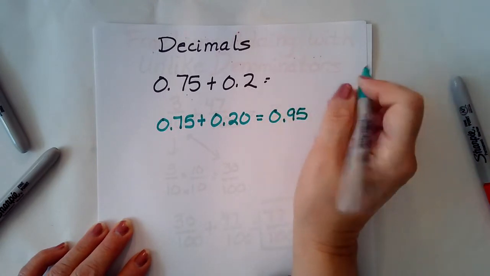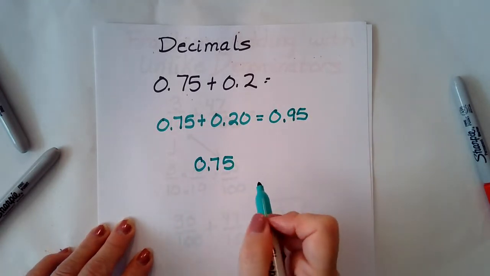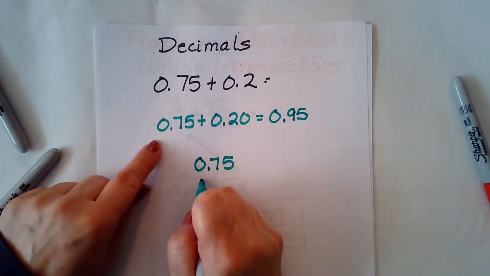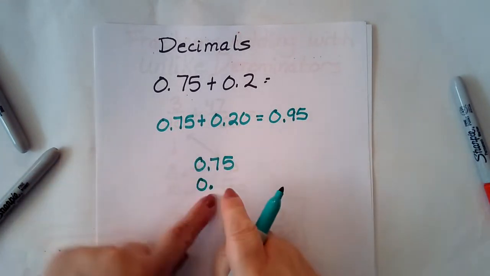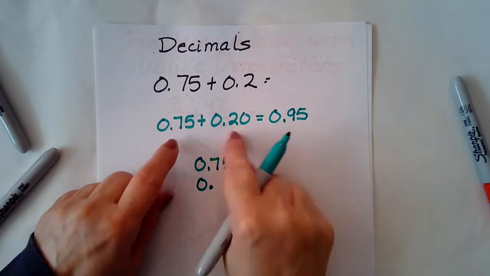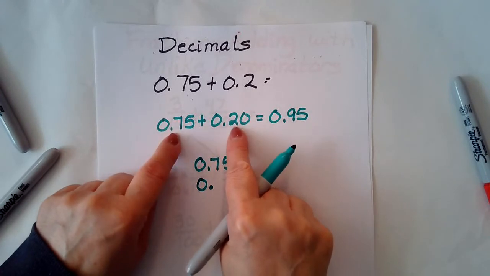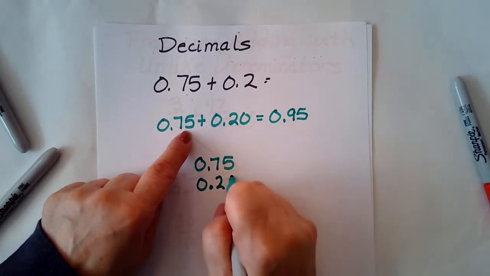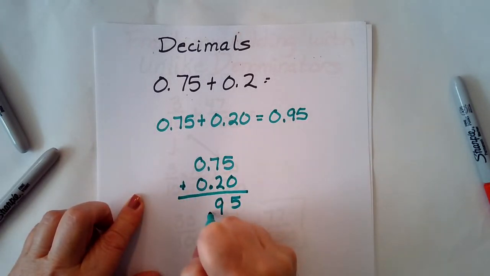And that's going to give us 0.95, or 95 hundredths. You could also take your two decimals and stack them vertically, but you have to be careful because you need to make sure that your decimals are lined up and your place values are the same. So ones place, decimal, tenths place, 7, and 2 right underneath, and then hundredths place, 5, and then 0. And you can add them vertically that way.